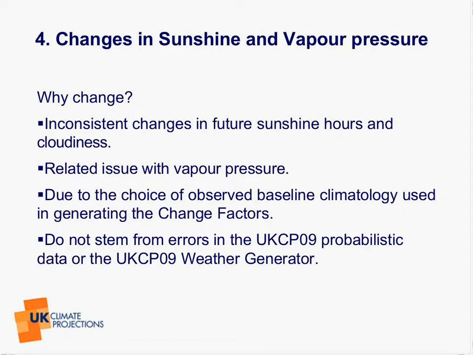Last year, users noted that outputs from the weather generator showed inconsistent changes in future sunshine hours when it was compared to changes in future cloud cover. It was also discovered that there was a related issue with vapor pressure, although the effects here were smaller. It's important to note that these issues are not to do with the probabilistic data or the original weather generator. They are due to the choice of the observed baseline climatology used to make the change factors.